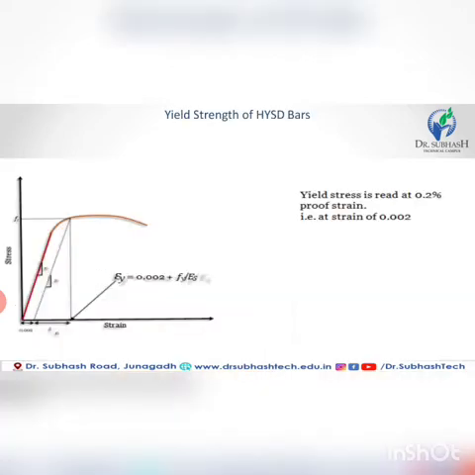Next, yield stress is read at 0.2% proof strain, at strain 0.002, on the stress strain curve.